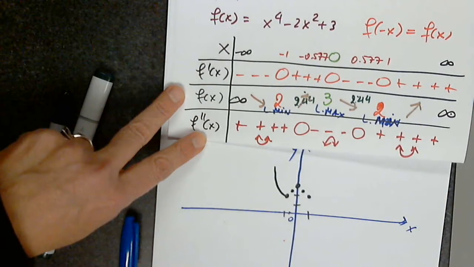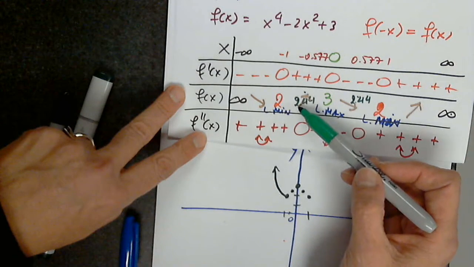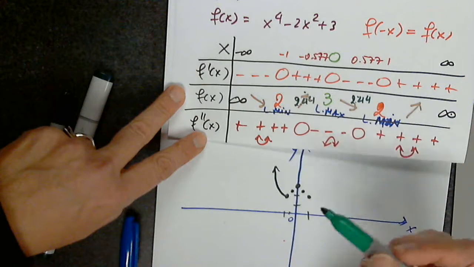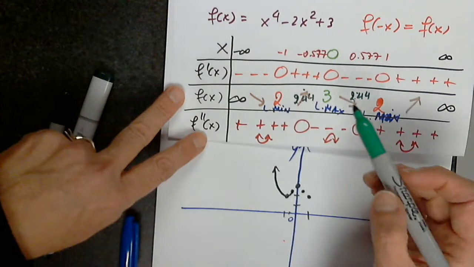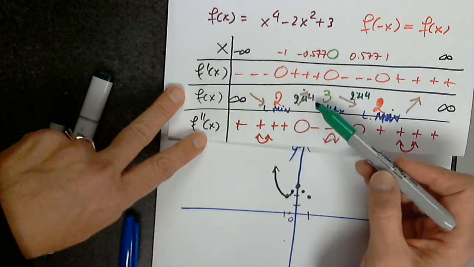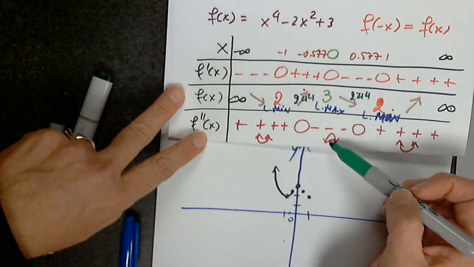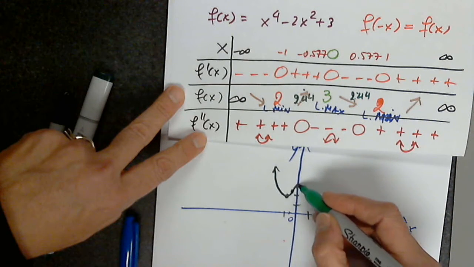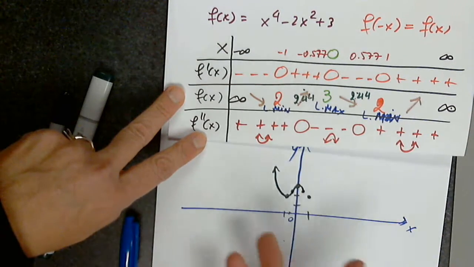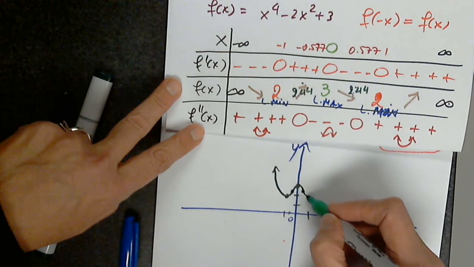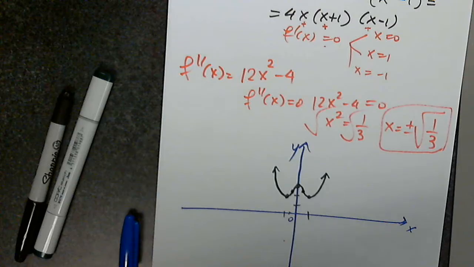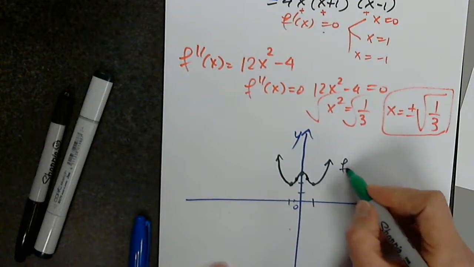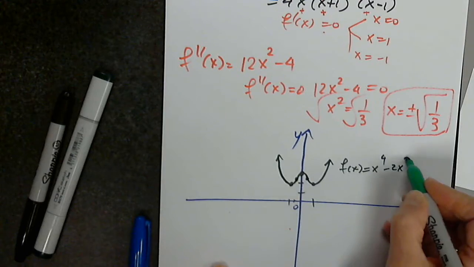Is this clear so far? Now it's increasing to 2.44, opening upward, where it has an inflection point. Then here it changes concavity. It continues to increase to 0, 3, but opening downward. And the rest I copy because it's an even function. I don't have to look at the chart anymore. So this is the graph of x to the 4th minus 2x squared plus 3. So this is f of x.